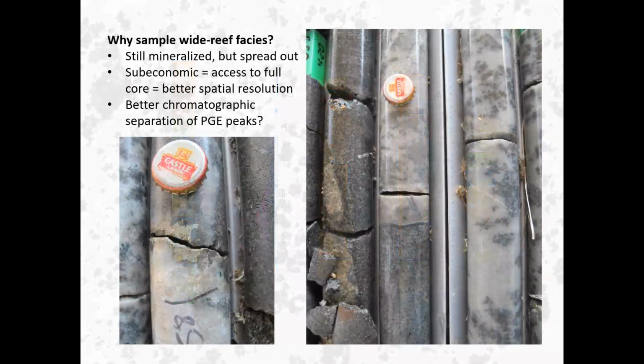The reason we sampled wide reef facies specifically was that you still have mineralization, but the idea is that the PGE distributions are more spread out. Because it's sub-economic, the company was drilling through the Merensky to get to the UG2, which is what they were mining. They were happy to give us the core. We could have the full core instead of quarter core, which meant we could take more tightly spaced samples and still get enough PGE to analyze in whole rock analyses.